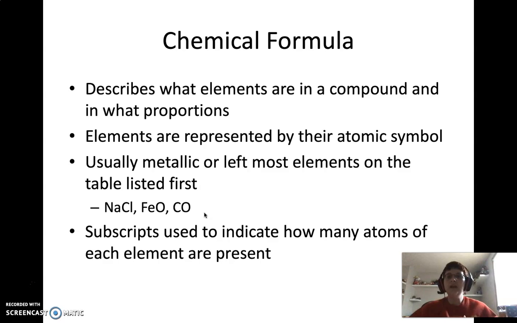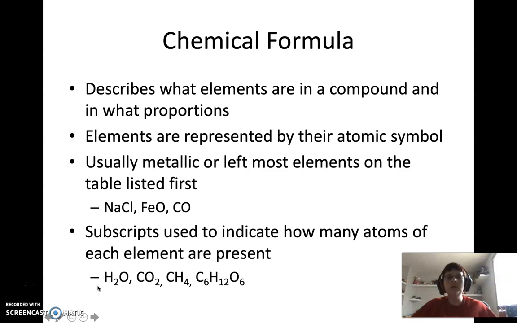Now, as far as telling us the proportions, we're going to use subscripts to tell us how many atoms of each element are present. The metallic or leftmost elements in the examples don't have any subscripts, because there's only one of each atom in the formula. Carbon monoxide: one carbon, one oxygen. Iron oxide in this version: one iron, one oxygen. And in sodium chloride: one sodium, one chlorine. So if there are no subscripts, we assume it's a 1.